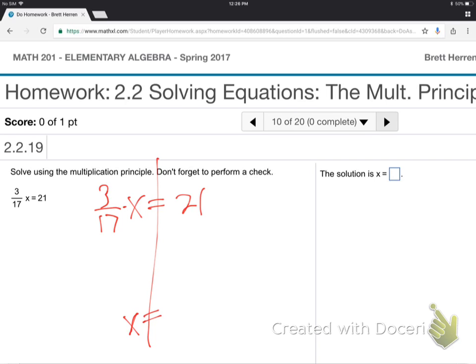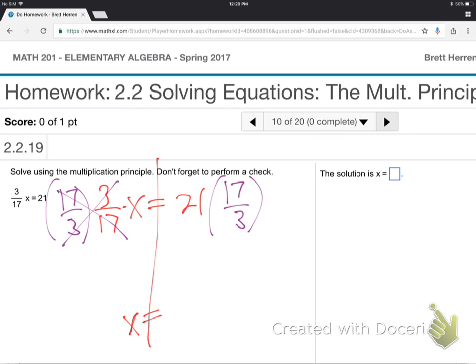So what's the opposite of 3 over 17? 17 over 3. Yeah, flip it, huh? Does that make sense? Just come over here and go 17 over 3. Whatever we do to one side, you have no choice but to do it to the other. These cancel, totally gone. X is alone. Great. That got x alone.